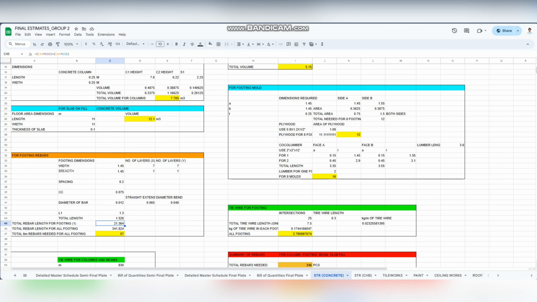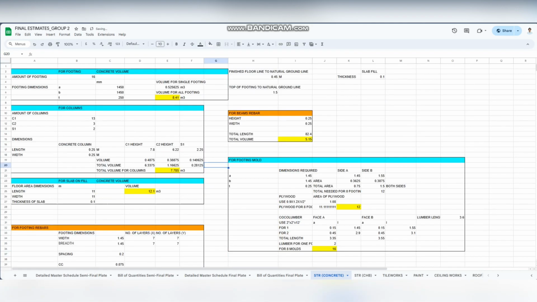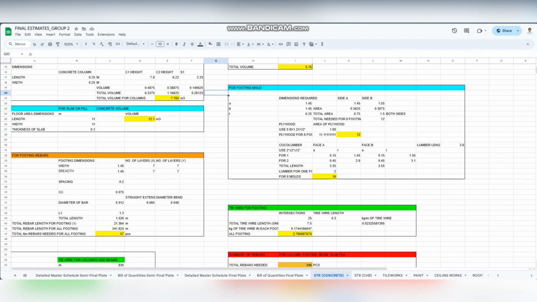Then we got 21.36 meters for one rebar. Then multiply that by 16, which is for all of the footings, then divided by 6. So we needed 57 pieces of 6 meter rebars for all of the footings. So for beams rebar, this is not my part.